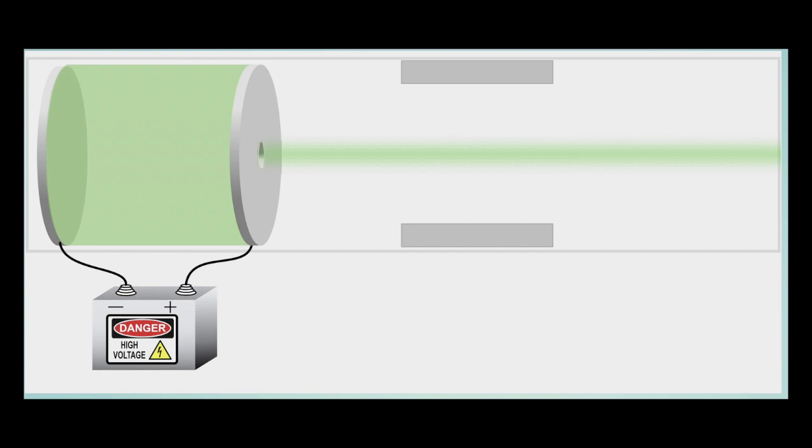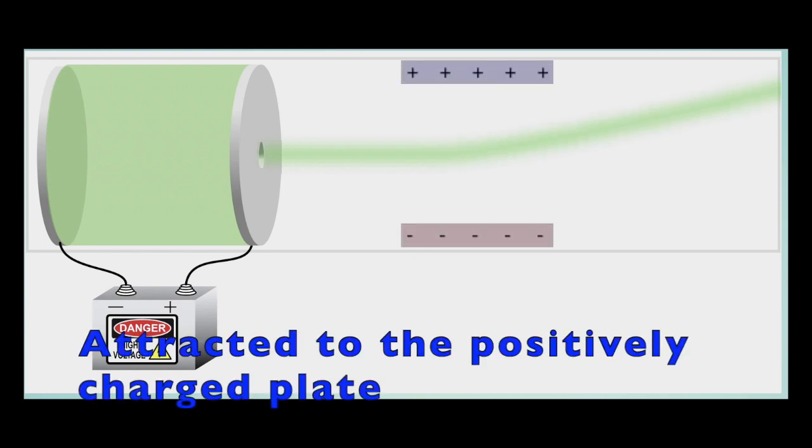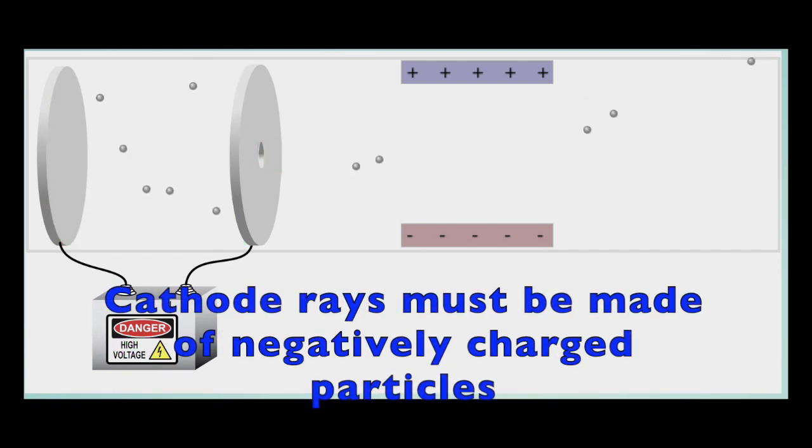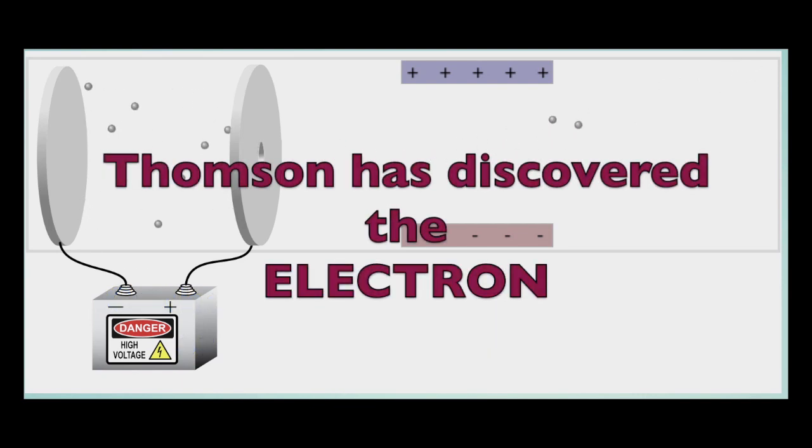He finds that the cathode ray appears to be attracted by the positively charged plate and repelled by the negatively charged plate. He concludes that the cathode rays must be made of negatively charged particles. Thomson has discovered the electron.